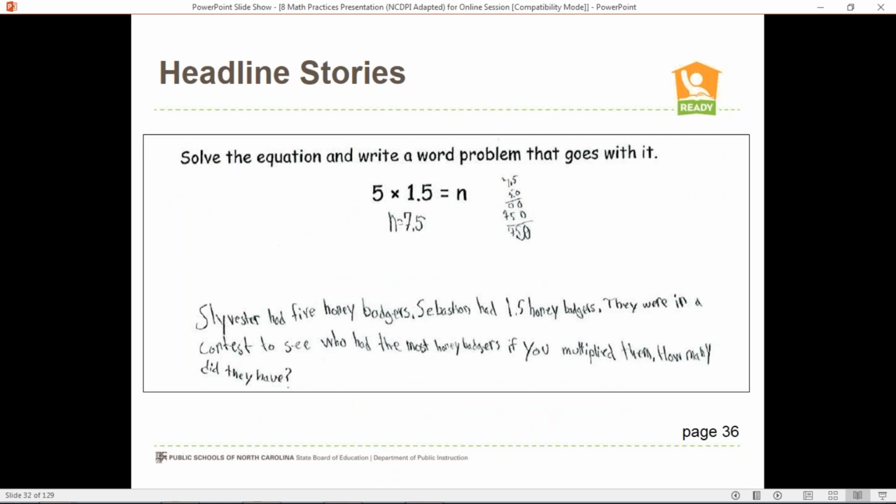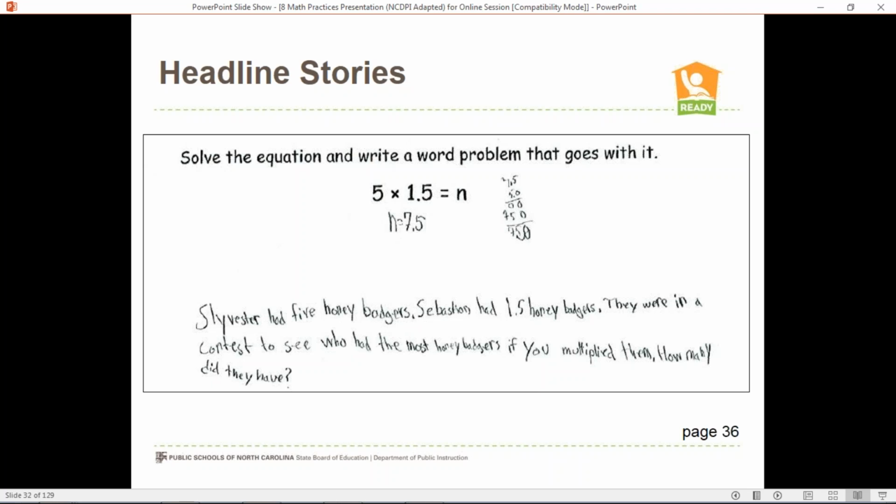So here's an example of one student's thinking. The question was simply: solve the equation and write a word problem that goes with it. So write a story, right? Create the headline story, not a huge article, but let's just write the headline story for 5 times 1.5 equals some value. And in this case, the student wrote down 1.5 times 5, and then they multiplied it out, it looks like, and they said that n equals 7.5.